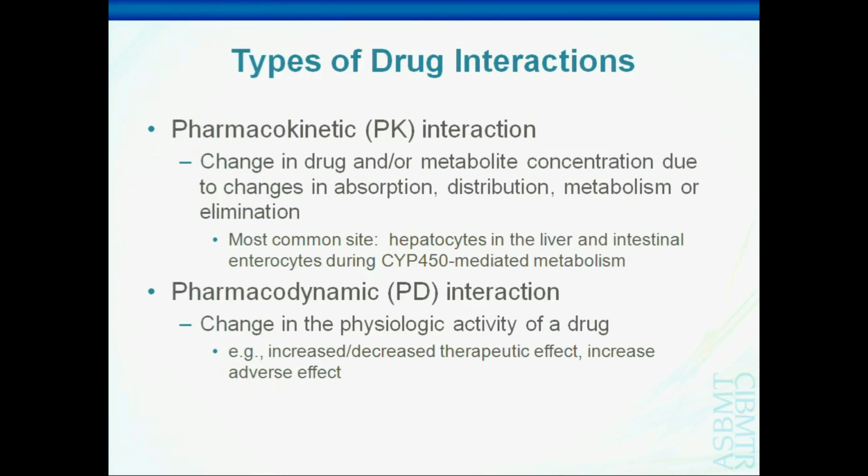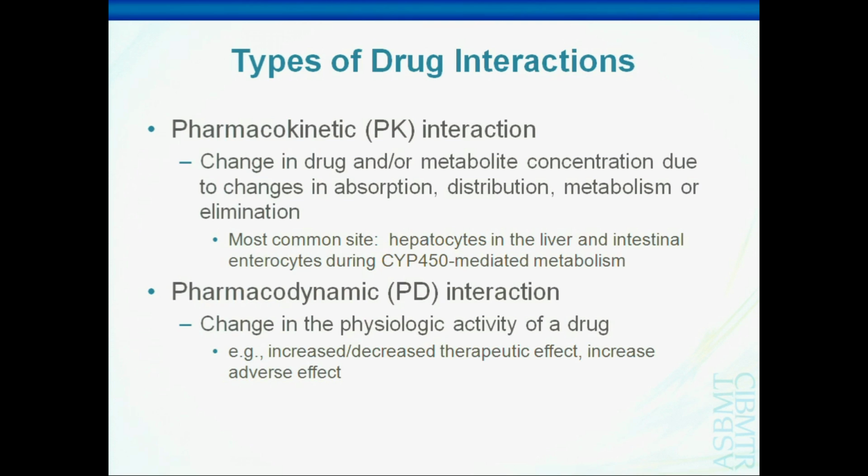So first, to start out, we'll just review types of drug interactions that are out there, bring you back to pharmacy school, to the basics. The first is a pharmacokinetic drug interaction, and this happens when there's a change in drug and/or metabolite concentration due to changes in absorption, distribution, metabolism, or elimination.